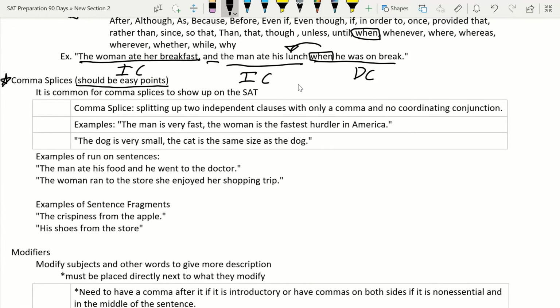A comma splice is splitting up two independent clauses, right? So two clauses that could stand on their own as simple sentences, and you're connecting them with only a comma and no coordinating conjunction. That's the key part there. You're only connecting them with a comma and not a FANBOY, right? So I'll put that right there. There is no FANBOY there, right? No FANBOYS. So that's how you can recognize it's a comma splice and not a compound sentence.